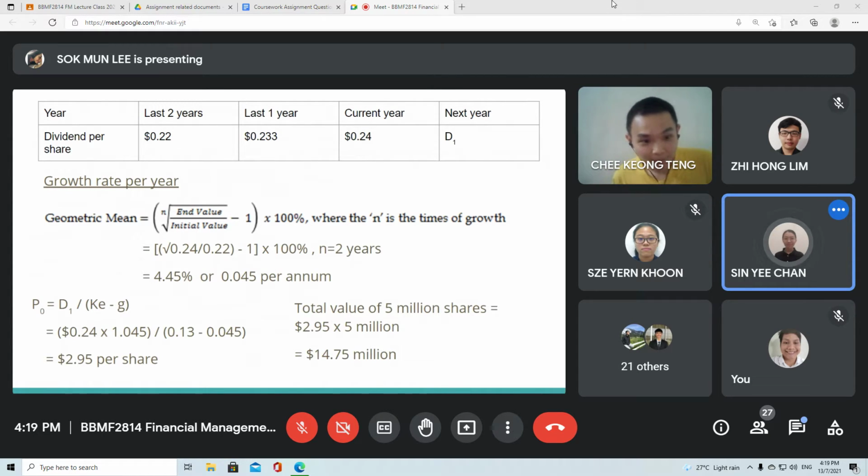To calculate the dividend, we use the formula P0 equal to D1 divided by KE minus G, and then we will get 2.95 per share. So the total value of 5 million shares is equal to 2.95 times 5 million, which is 14.75 million.